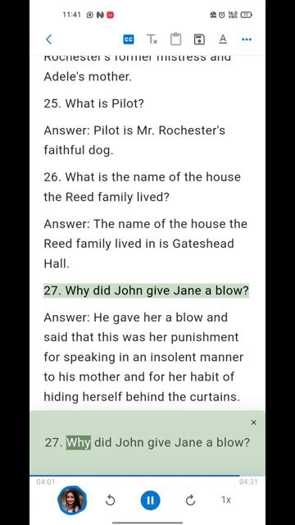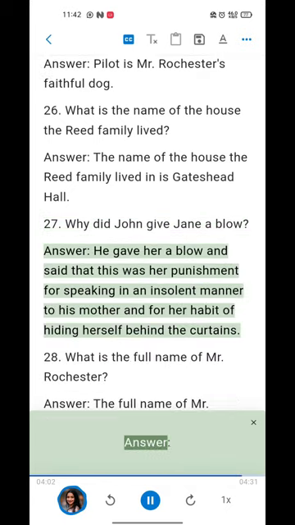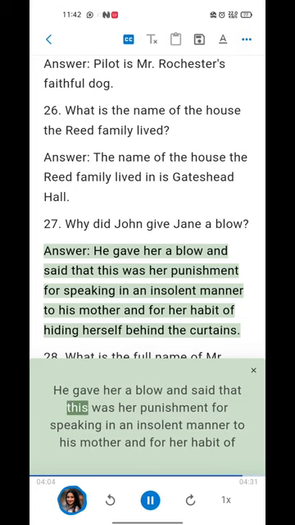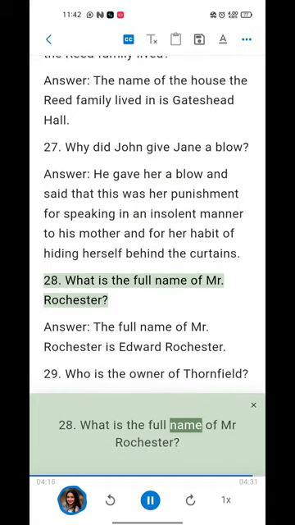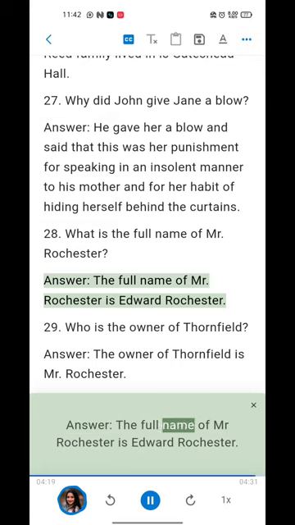27. Why did John give Jane a blow? Answer. He gave her a blow and said that this was her punishment for speaking in an insolent manner to his mother and for her habit of hiding herself behind the curtains. 28. What is the full name of Mr. Rochester? Answer. The full name of Mr. Rochester is Edward Rochester.